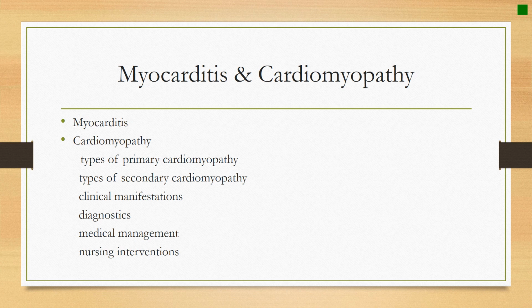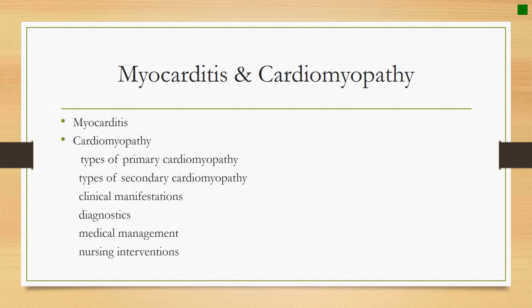Cardiomyopathy. This is a group of heart muscle diseases that primarily affect the structural and functional ability of the myocardium. It may be primary or secondary. Primary cardiomyopathy is not associated with CAD, hypertension, vascular diseases, or pulmonary disease. Types of primary cardiomyopathy would be dilated cardiomyopathy. This is characterized by ventricular dilation and is the most common type of primary cardiomyopathy.